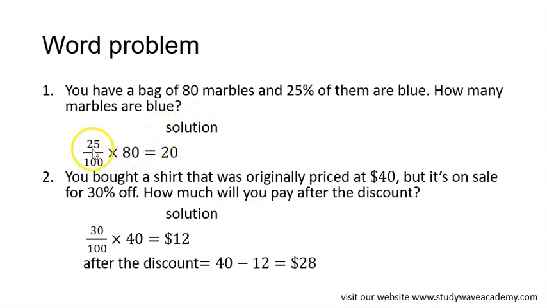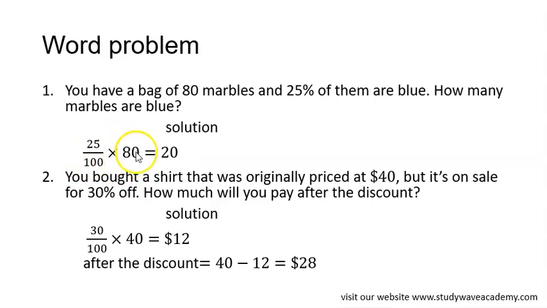So you have here 25 over 100. Remember, this percentage sign is over 100. So we have 25 over 100. Now we have converted to fraction. Now you multiply the fraction or the decimal that you converted to by the total number of marbles. So the total number of marbles we have here is 80. So times 80. Okay, that is it. So 25 over 100 times 80.